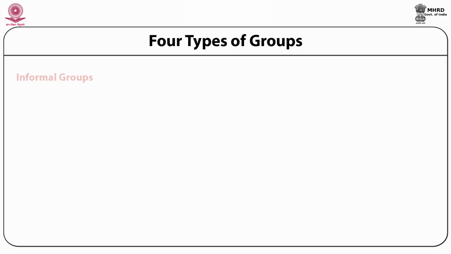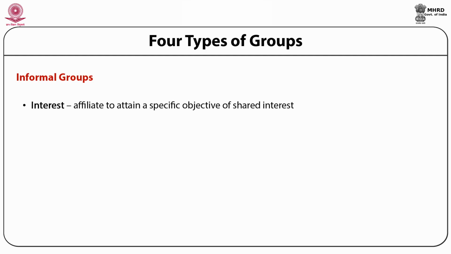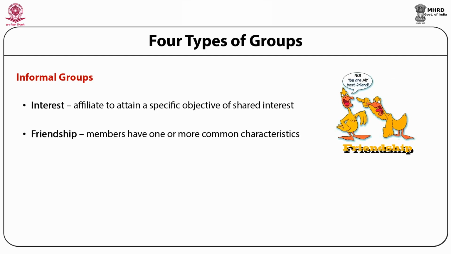Let's now move on to the informal groups. Now, as you already know, these informal groups can further be understood in terms of interest groups or friendship groups, where the interest groups are the ones where the individuals affiliate with each other to attain a specific objective of shared interest to the group, while the friendship groups are the most informal ones where the members have one or more common characteristics and they love being in the company of each other. It may or may not have any specific set of objectives vis-a-vis the task group or the command group, which are in the nature of the formal groups.